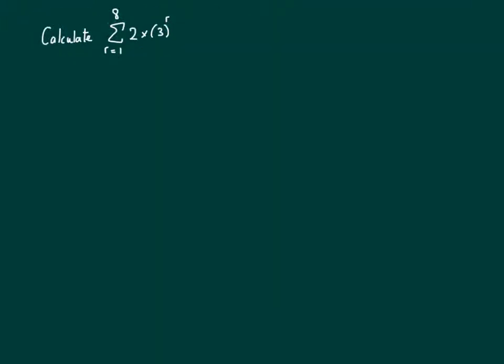Okay, I thought this next example we could just revisit what that Greek symbol means. Remember, it means the sum of r equals 1 to 8 of the series given by 2 times 3 to the power r. So what it means is I'd substitute 1, then I'd substitute 2 and 3 until I got to 8.